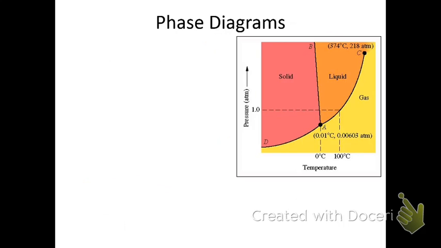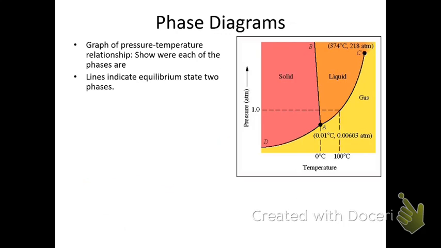Okay? And what I'll do is I'll quickly show you some of the characteristics of a phase diagram. So, again, it's a graph of the pressure-temperature relationship. It shows where each of the phases are. Okay? And these lines indicate states between 2 phases. So for instance, I have an arrow going here. This shows that all the way along that line, there's a phase change going between a solid and a liquid. So if you go from the solid to the liquid, that would be melting, and then from the liquid to the solid would be freezing. Okay?